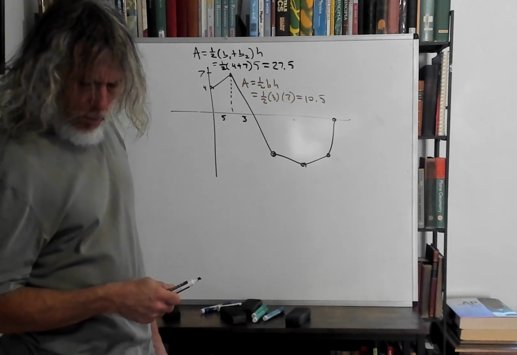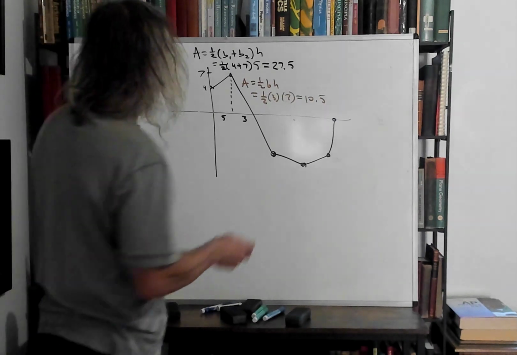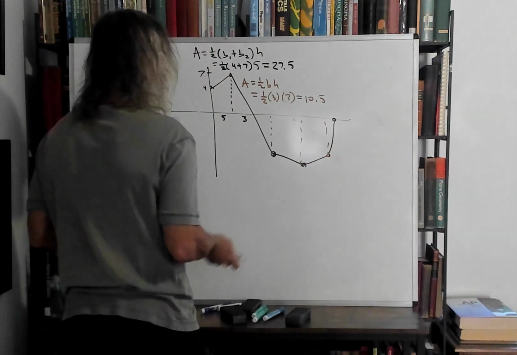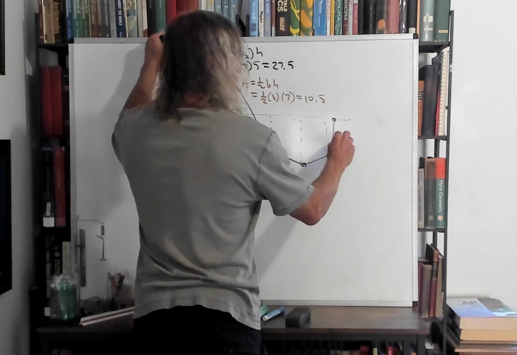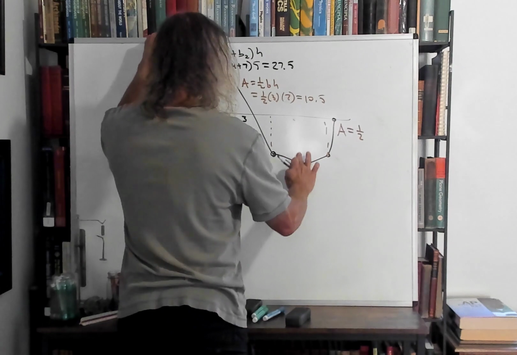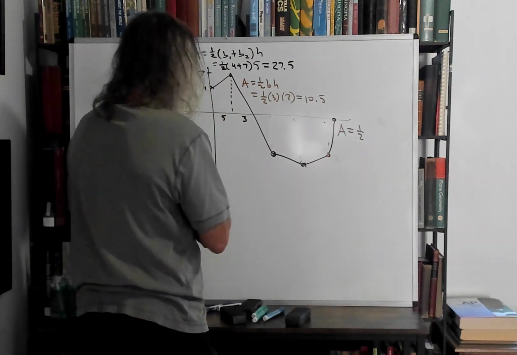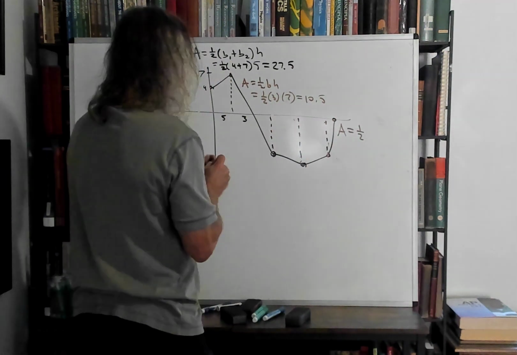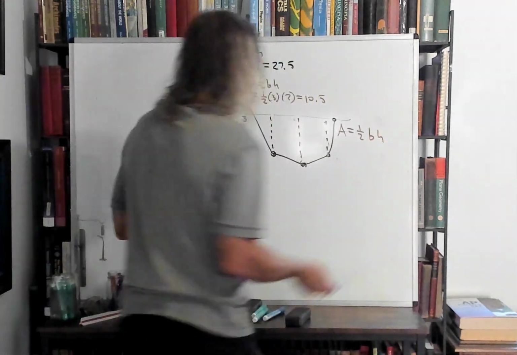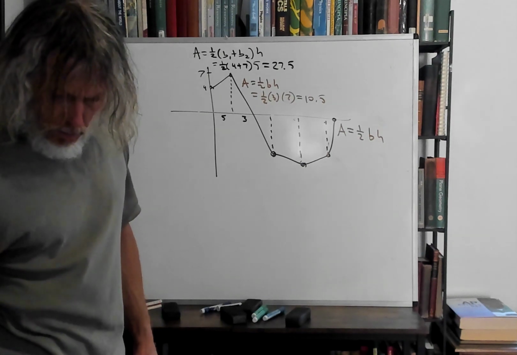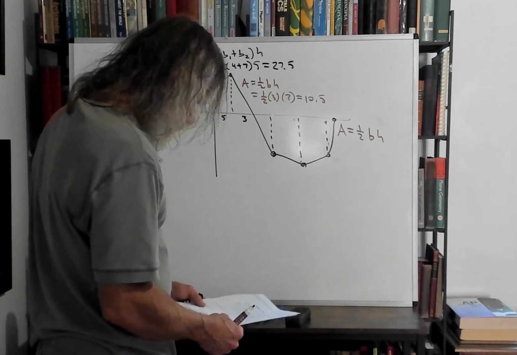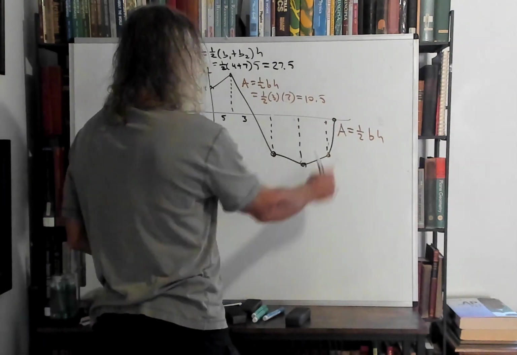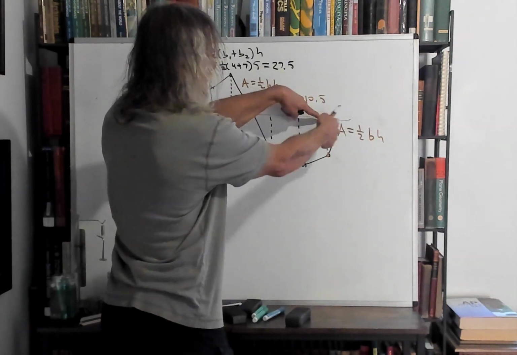Then we can have 2 triangles and 2 trapezoids. So triangle, triangle, trapezoid, trapezoid. So here, 1/2 base times height. And so it's going to be, because it goes down to negative 6 and goes across 5. So the height is 6 and the base is 5.